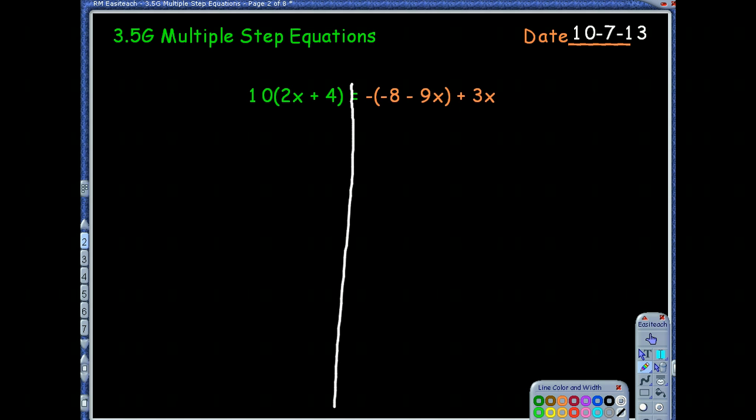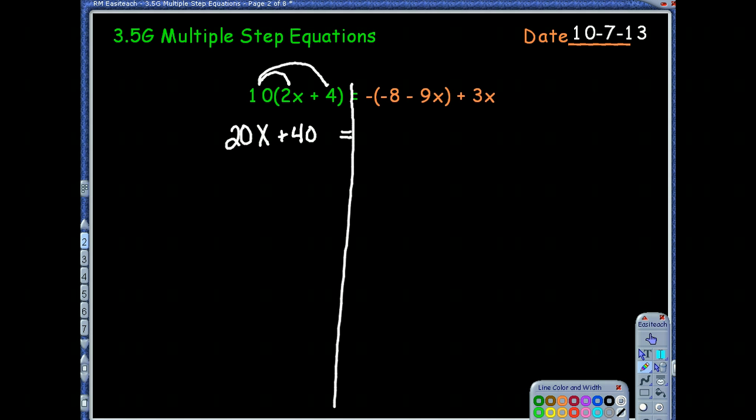working through these. All right, as we get started on this one, I notice there's no fractions or anything weird I have to worry about. All I'm really looking at on this one is that I probably have to start with some distribution. So let's go ahead and distribute the 10 on the left-hand side. 10 times our 2x will give us a 20x. 10 times our 4 is going to give us 40.